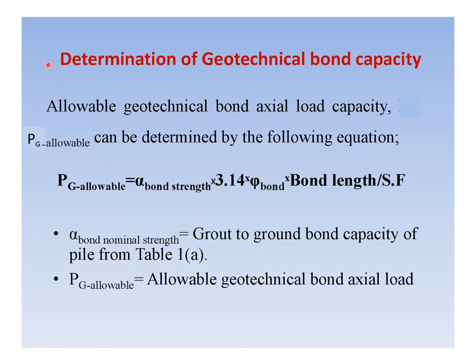First, look at the determination of geotechnical bond capacity. Allowable geotechnical bond axial load capacity, that is P sub G allowable, can be determined by the following equation. This is the equation. And here, alpha sub bond times nominal length is the grout to ground bond capacity of the pile from table 1A. I will show that table. Then here in the formula, you can see P sub G allowable, that is the allowable geotechnical bond axial load.